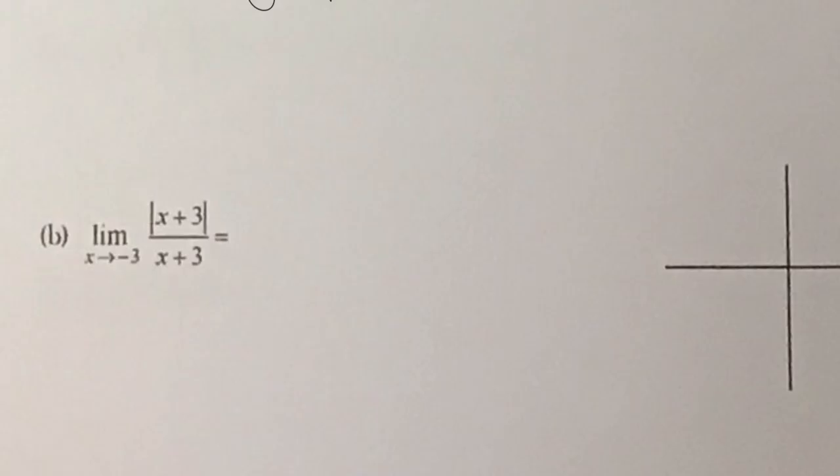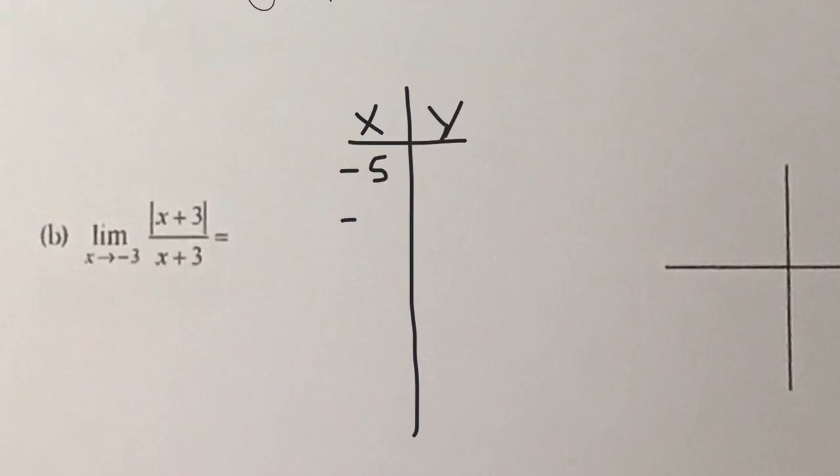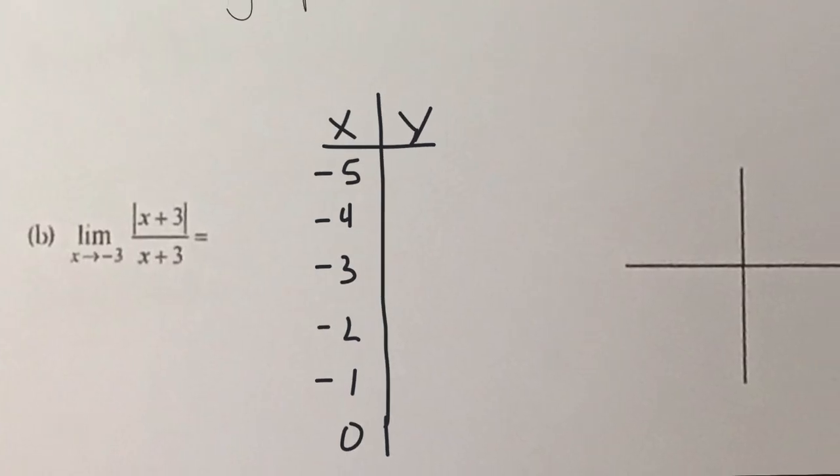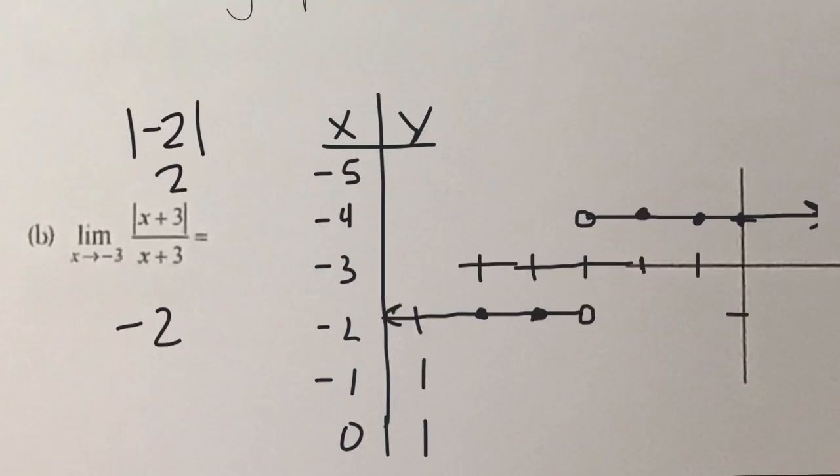Probably not. So let's make a table of values and let's see if we can graph this. Okay, so here we have a table. Let's do -5, -4, -3, and then -2, -1, and 0. Okay, so we're going to plug in these x values, and we're going to get out a corresponding y so that we can make a sketch of our graph.